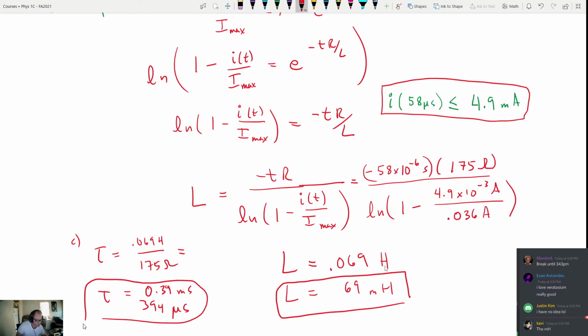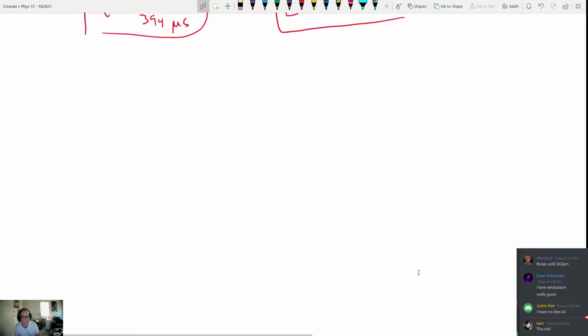So that is an LR circuit problem. They're really similar to the type of circuit problems that you did before with the RC circuits, just a little bit different. Okay, final thing to talk about today is the LC circuit. This one is a little bit different than the other two.